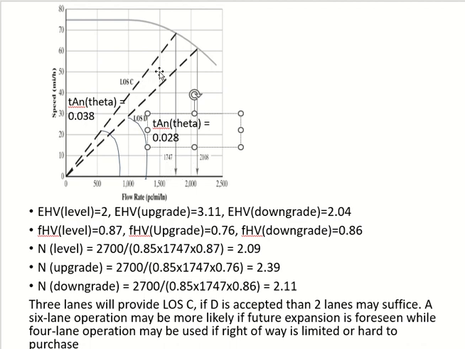Okay, the line of D intersects the curve at this point. So you take the X value at this point, this becomes the maximum service flow rate for D. Okay, the intersection of C, MSF of C, intersection of D, MSF of D.